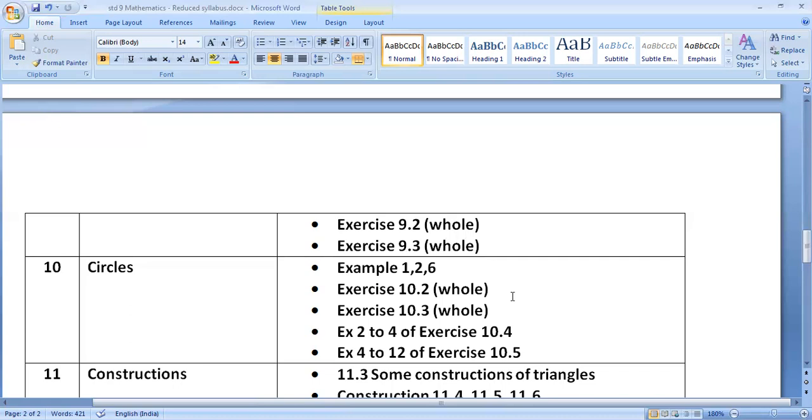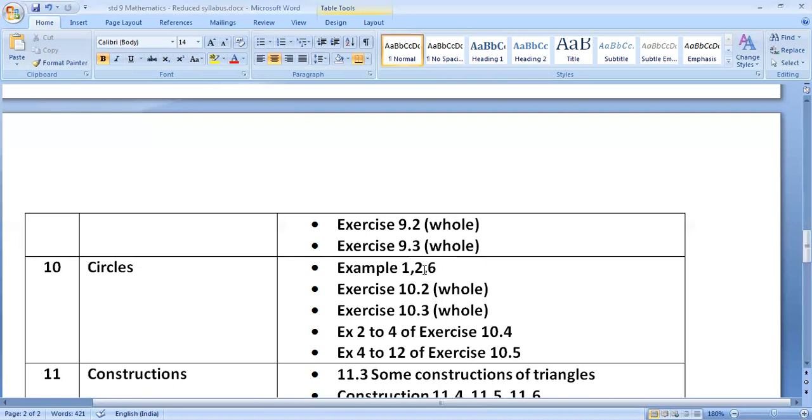176, example 1 excluded. You can see example 1 excluded. 176, exercise 10.3, whole exercise is excluded from the syllabus. 10.6, equal chords and their distance from the center, included topic in which theorem 10.6 statement you have to prepare on page number 177. Page number 178, theorem 10.7 statement you have to prepare. Example 2 is excluded as I have mentioned.